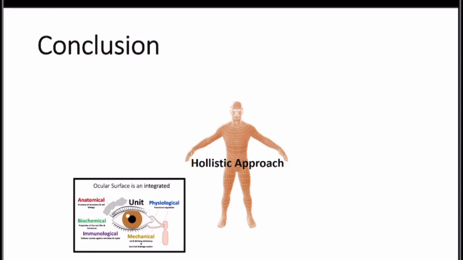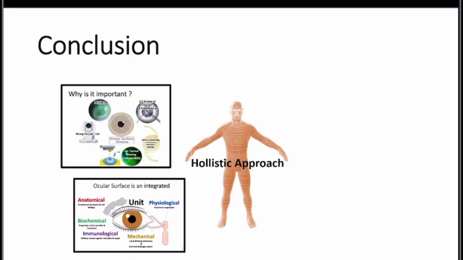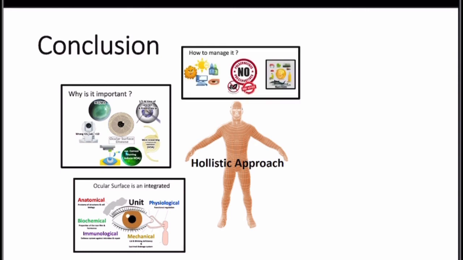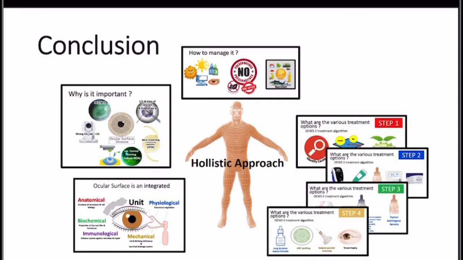So in conclusion, the ocular surface is an integrated unit of components, and it is important for the reasons I mentioned earlier. In managing it, we have to treat the underlying cause, we have to address nutritional deficiency, and then go through the 4 steps mentioned by the Dry Eye Workshop 2 algorithm.